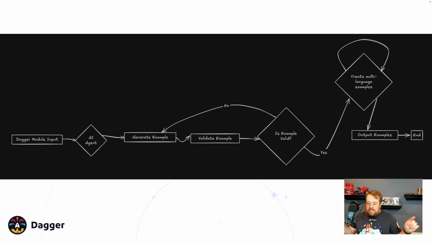And so just to show the flow chart like we had before, we're going to have an agent generating examples in this validation loop. And then when it's valid, we go out to this second validation loop, and that's going to happen for every single other language that we want to show. And so it's going to create all of these different examples based on the first one we generate that we deemed was valid, and then return all of them.